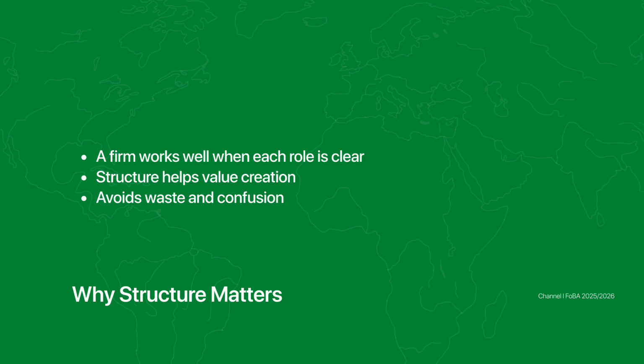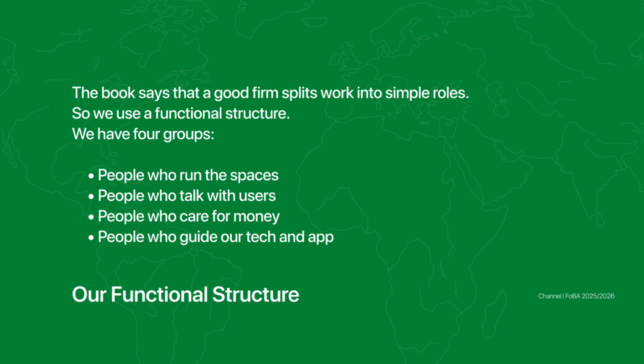So we know that Out of the Box needs a simple plan, a plan that is clear, easy, and calm for all of us. The book in chapter 6 says that a good firm works well when every role is defined, so we need a functional structure. This means that we have to split our work into four small groups.